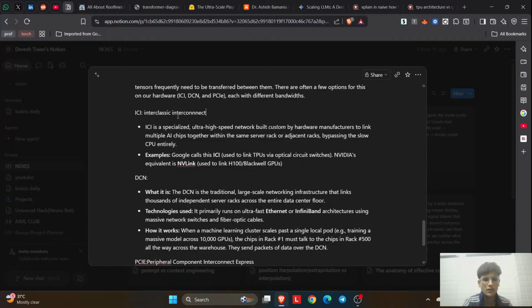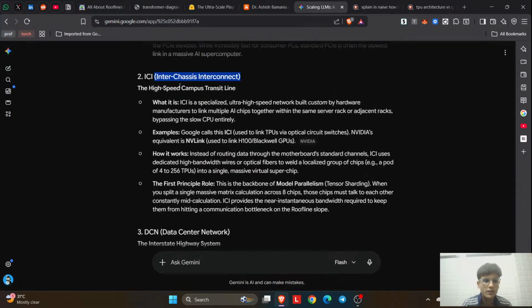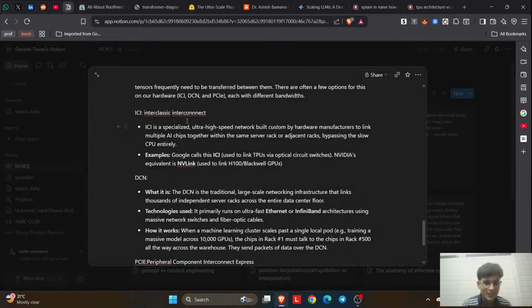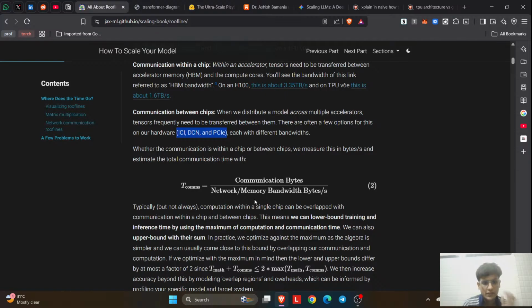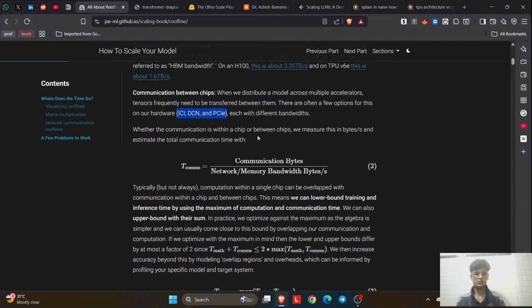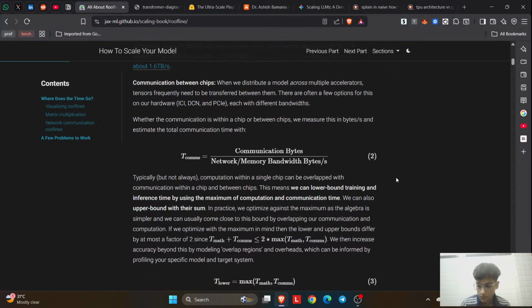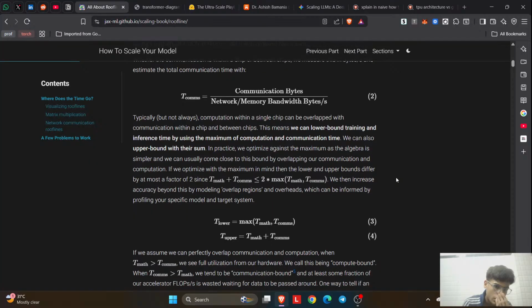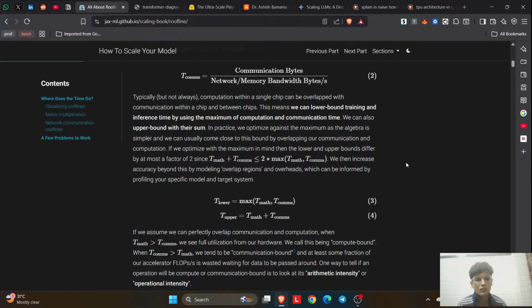Interconnect. It's not classic, it's interchip. Typically, computation within a single chip can be overlapped with communication within a chip or between chips. That is the maximum.